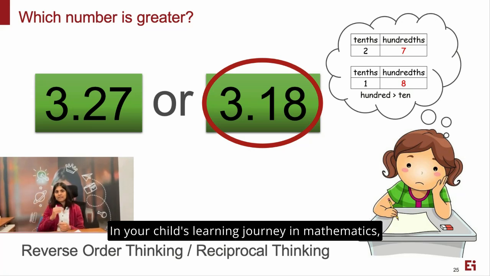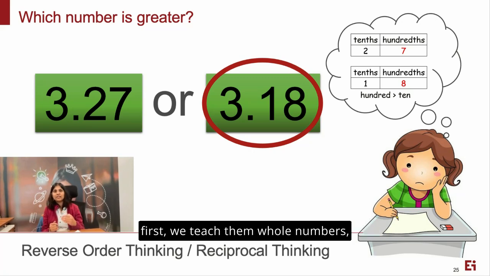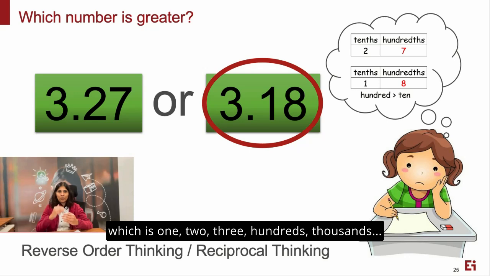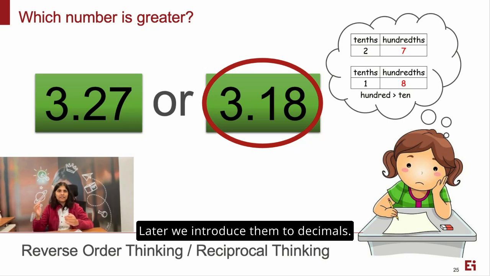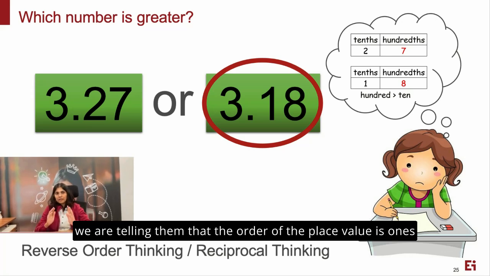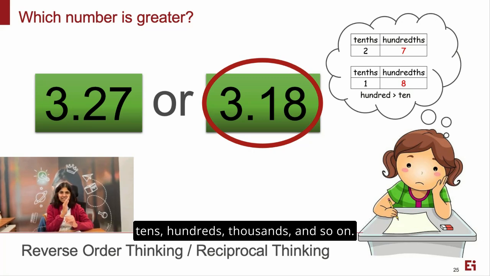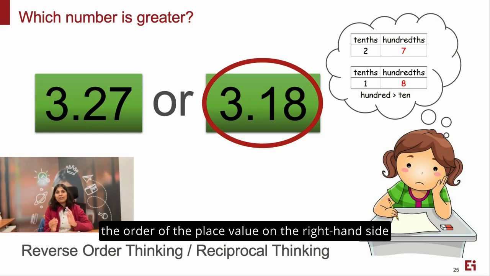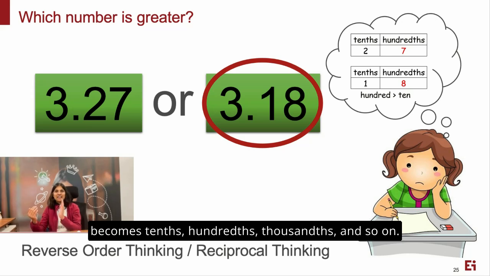Now, what happens in a child's learning journey in mathematics? First, we teach them whole numbers, which is ones, 1, 2, 3, then hundreds, thousands, and so on, right? Then at some point later, we introduce them to decimals. When we taught them whole numbers, we told them that the order of the place value is ones, tens, hundreds, thousands, and so on. But when we are teaching them decimals, the order of the place value on the right-hand side of the decimal point is in the reverse order. It becomes tenths, hundredths, thousandths, and so on.